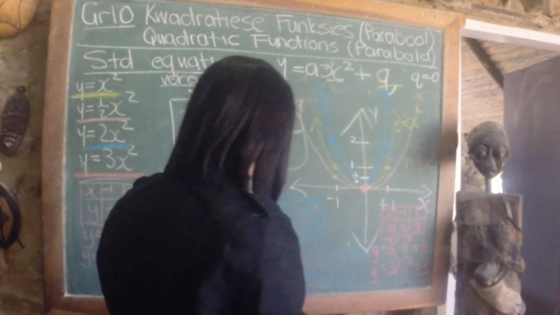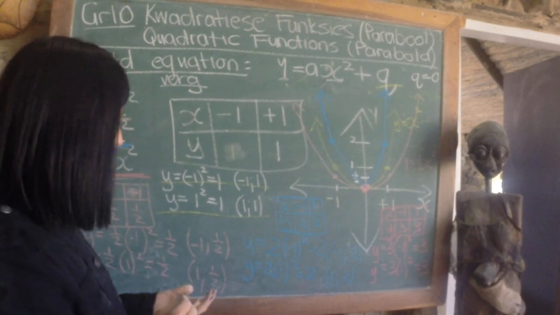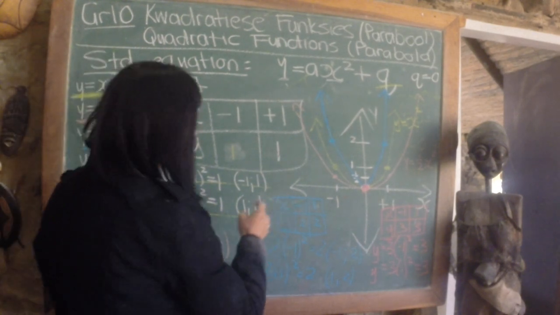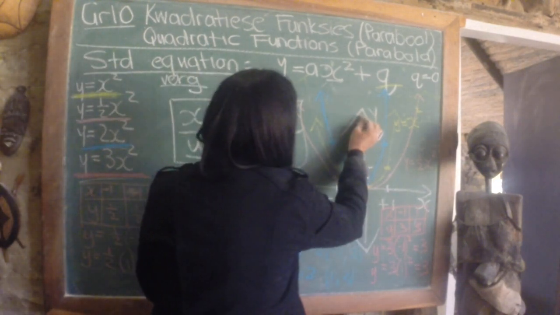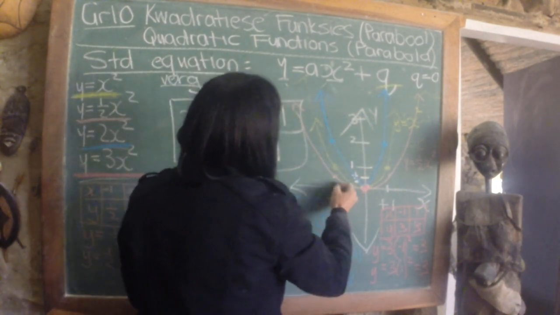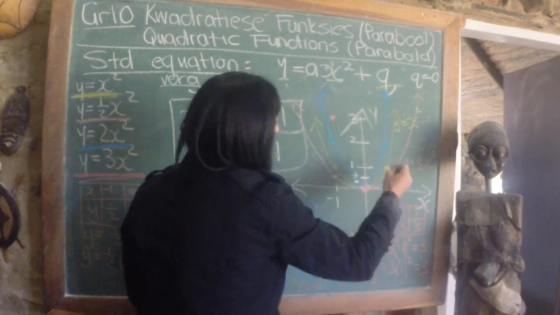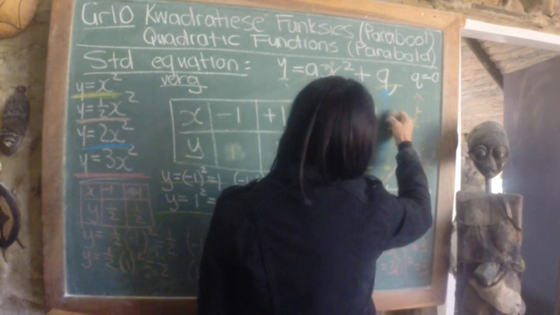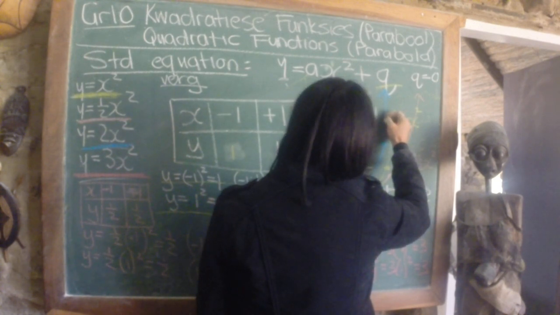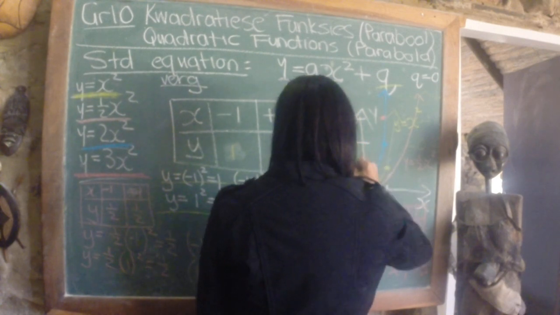So wat is my koördinate? Jy het nie plek om hulle daar te skryf nie. My koördinate is min 1 en 3. Hier is 3. So ek het 'n min 1 en 3. En ek het 'n plus 1 en 3. So kyk wat gebeur met hierdie ouetjie.